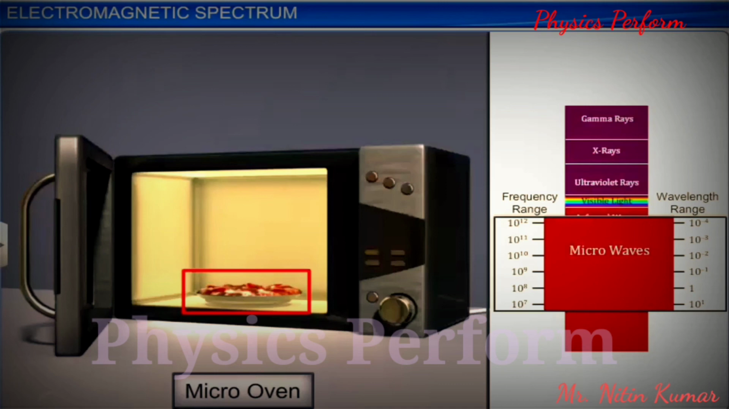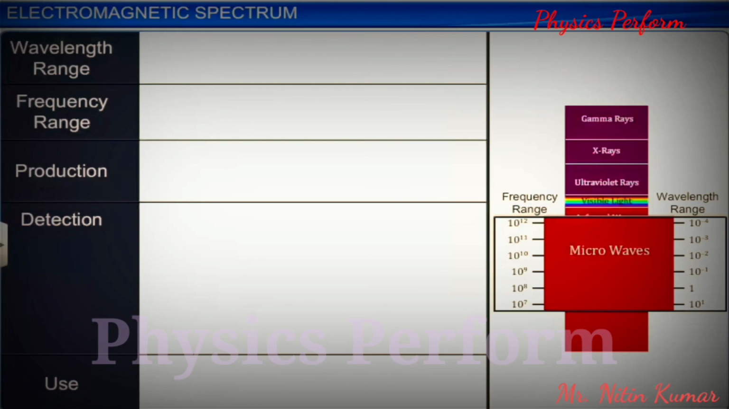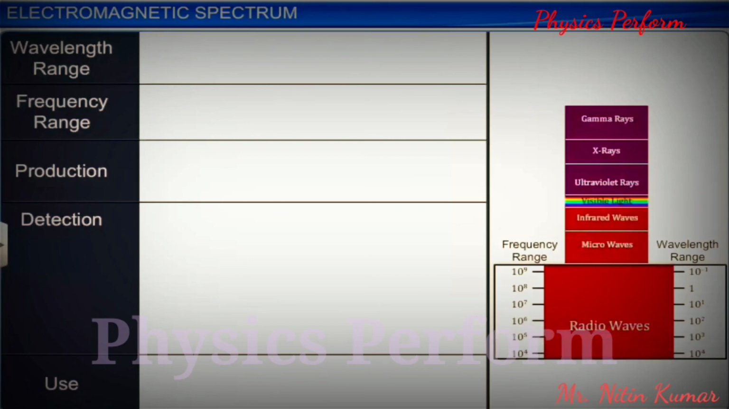Finally, we shall discuss radio waves. The wavelength of radio waves is greater than 0.1 meter. The frequency is in the range of 10⁹ Hz to 5 × 10⁵ Hz.